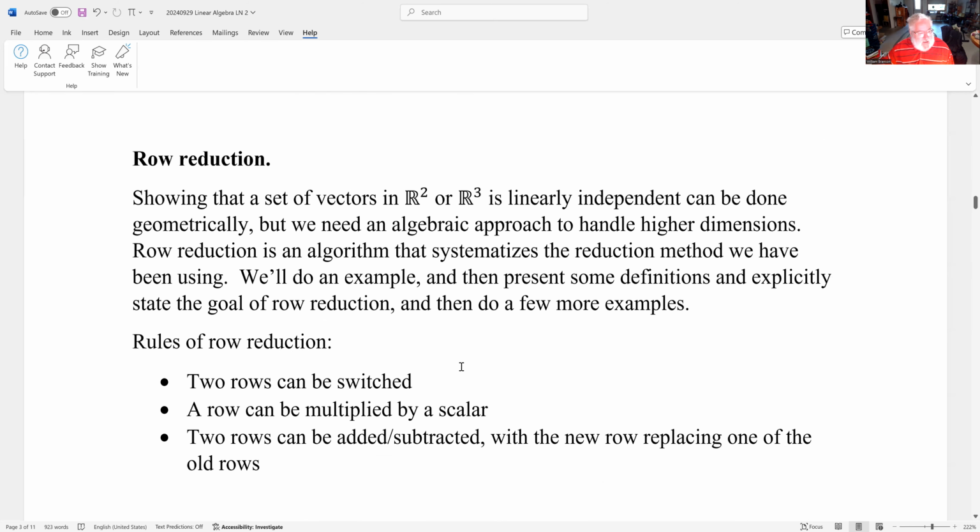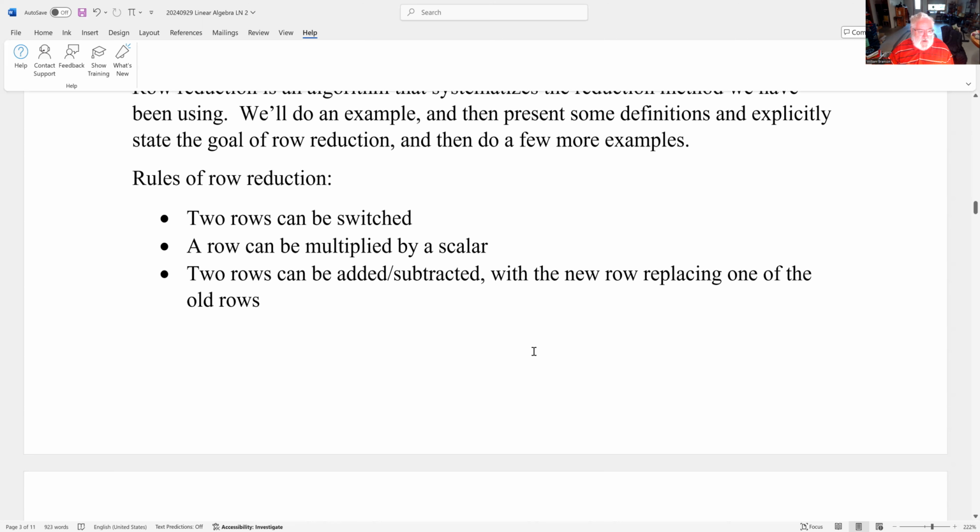So what we see is that showing that a set of vectors in R2 or R3 is linearly independent, you can do a geometric argument, but if you're going to do higher dimensions, you need an algebraic approach. This means handling a lot of vectors, a lot of equations, and we want to do it in a nice, mechanical way. So we'll do an example and then present some definitions, explicitly state the goal of row reduction, and do a few more examples.